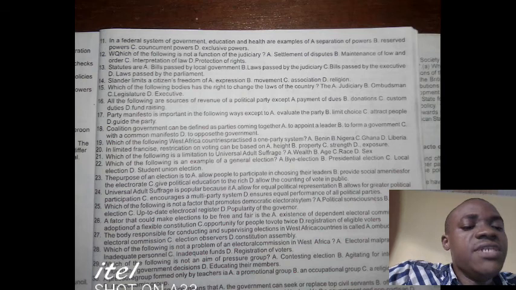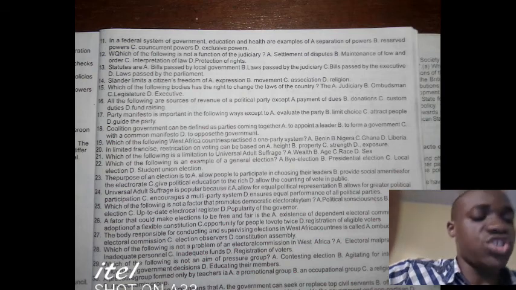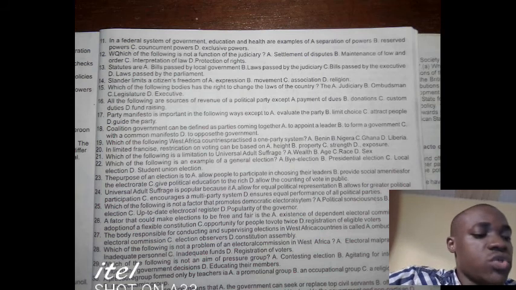Number 14, slander limits a citizen's freedom of dash. A, expression. B, movement. C, association. D, religion. The answer is A, which is expression.